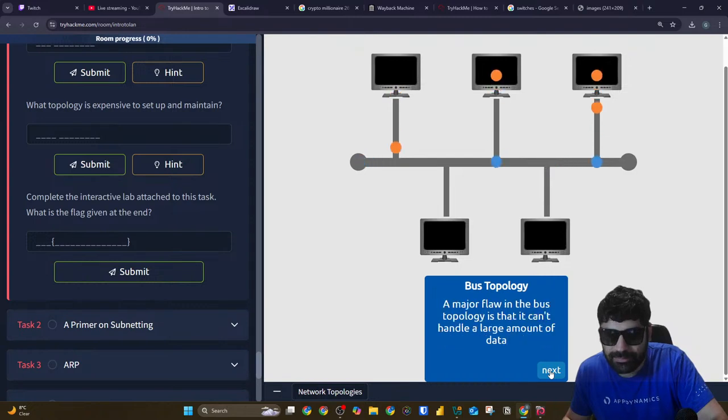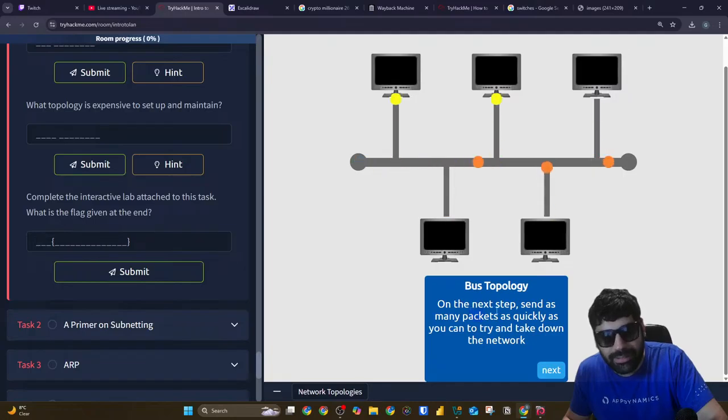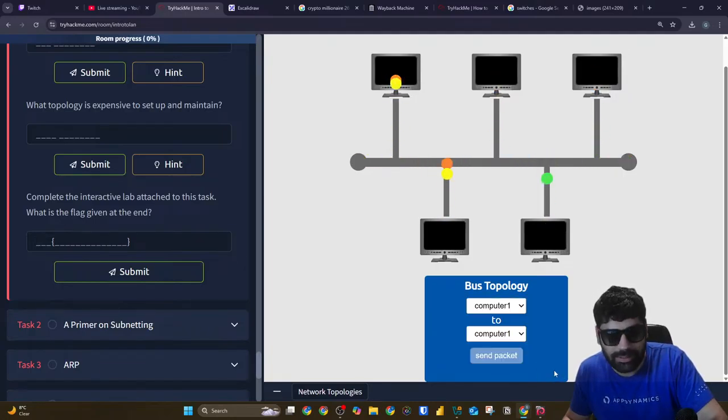A major flaw in the bus topology is that it can't handle a large amount of data. So imagine like this. So much data is going. In the next step, send packets as quickly as possible to try and take down the network. So computer 1 wants to send to computer 1. Let's see.